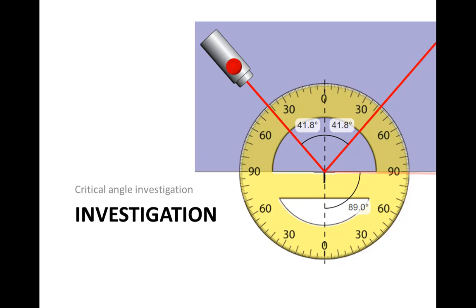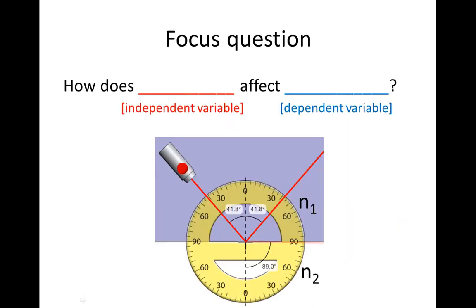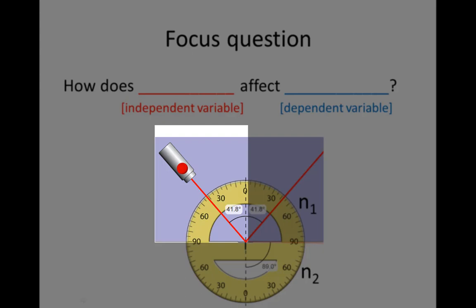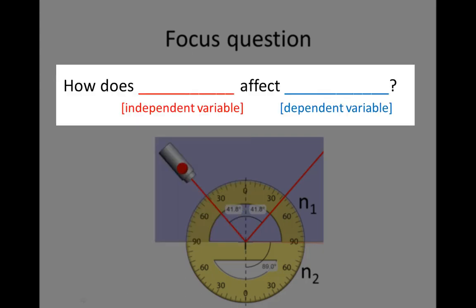So now let's investigate critical angle. What we want to see is how the relationship between the optical densities of the two media affects what the critical angle's value is. So how would you put that in a focus question? What is our independent variable? What is our dependent variable? Try yourself before I continue.